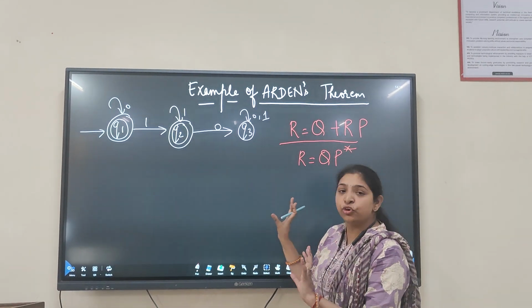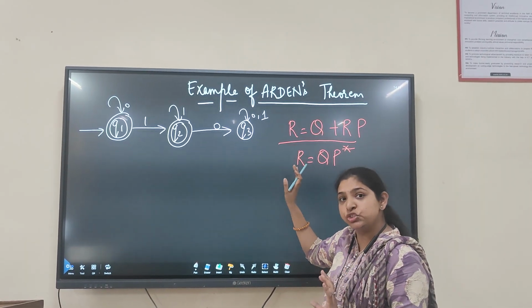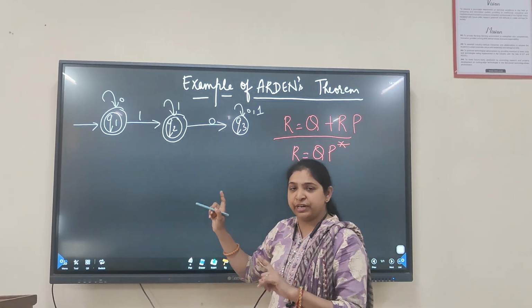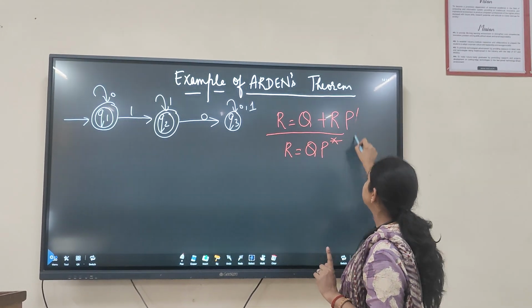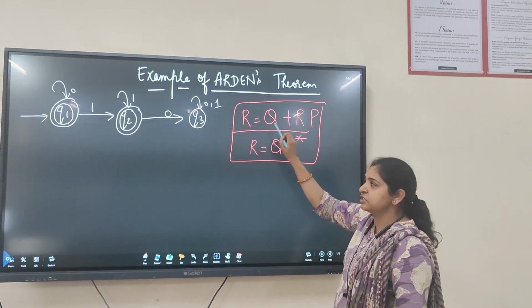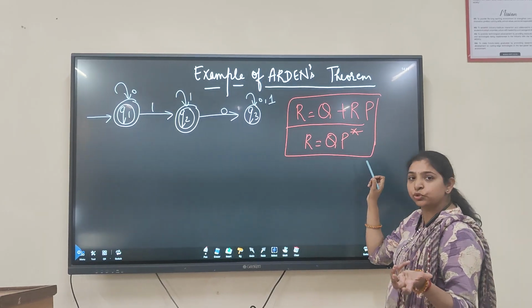So, our main focus of today's lecture is an example of Arden's theorem, and we are using Arden's theorem to convert this automata to a regular expression. For doing this we need to know Arden's theorem. This theorem says you have an equation R is equal to Q plus RP only, and one solution is there, that is R equals QP star.